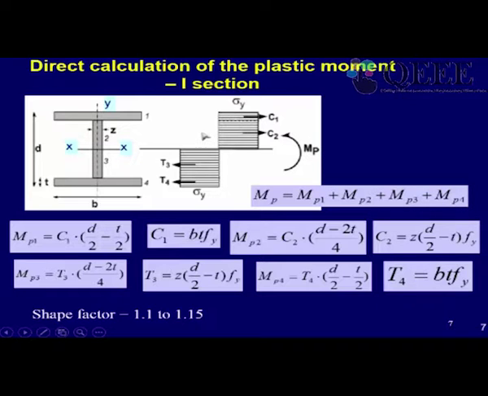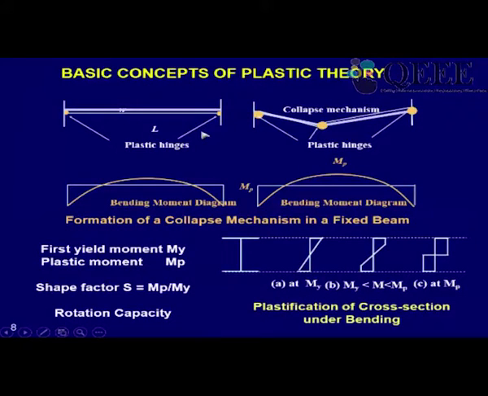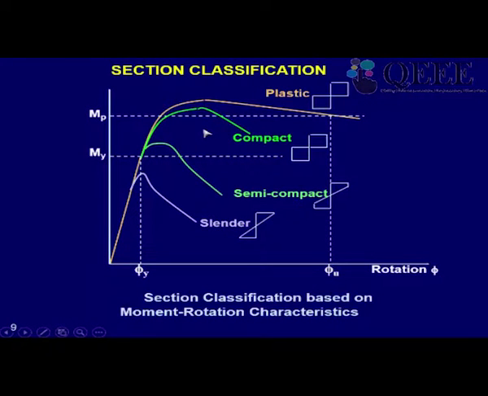Okay, so those issues are to be tackled. We are not going to look at local plate buckling in this lecture, so we will just use that information to classify sections, and we will say that if a section can reach MP and maintain that MP over a large rotation capacity, then it is called a plastic section.